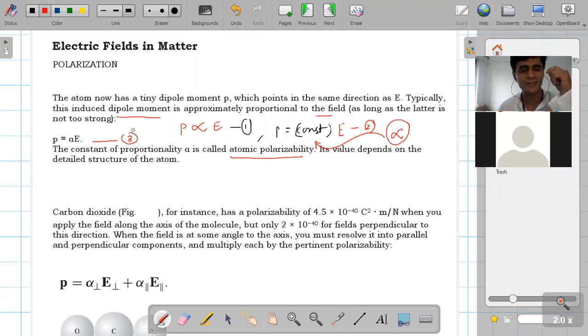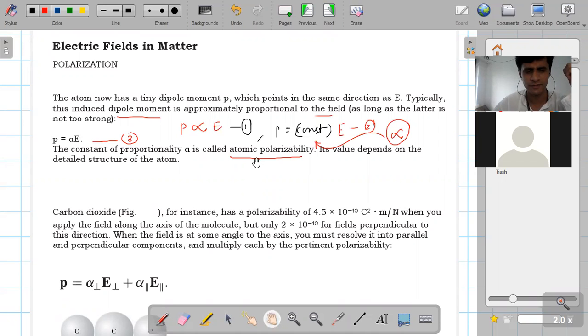And suppose an exam asks the question, what is the relation between dipole moment and intensity of electric field? Then the relation is small p equal to alpha E. And what is the meaning of alpha? Atomic polarizability, and the value of alpha depends upon the structure of the atom, the nature of the atom. Understood? Can I proceed to the next point?